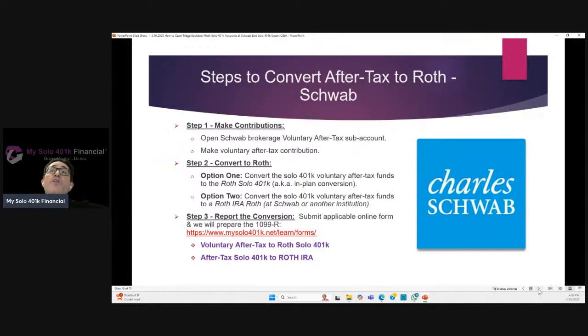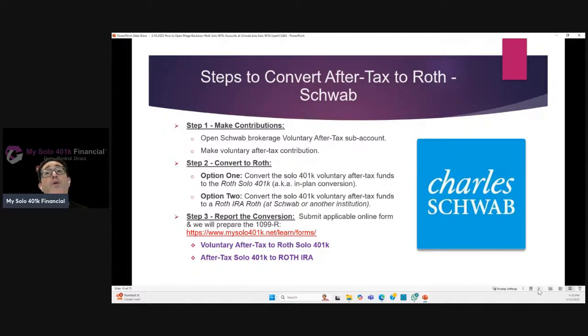So the steps would be to first open up a voluntary after-tax account for the solo 401k, make the voluntary after-tax contribution, then move the money to either a Roth solo 401k. So we might be helping you open up a second or even third account for your solo 401k if you have pre-tax, Roth, and after-tax funds. So either move those after-tax funds to a Roth solo 401k or move those after-tax funds to a Roth IRA.